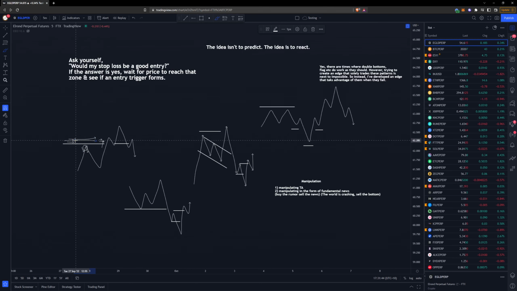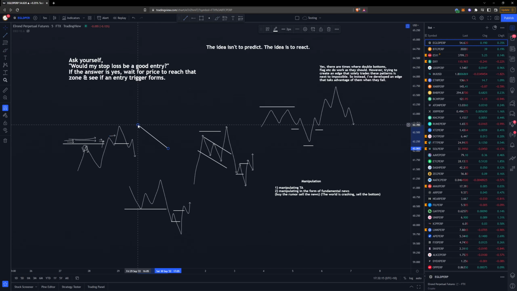The idea isn't to predict if price is going to continue to break up or if it's going to break down. The idea is to wait for the pattern to form. Once it does form, then you can look to take advantage of the manipulation. If you see this pattern form inside of a liquidity pocket, what is happening is that these orders are being used as liquidity for the larger players to enter their positions. Okay, so the idea isn't to predict, it's to react.